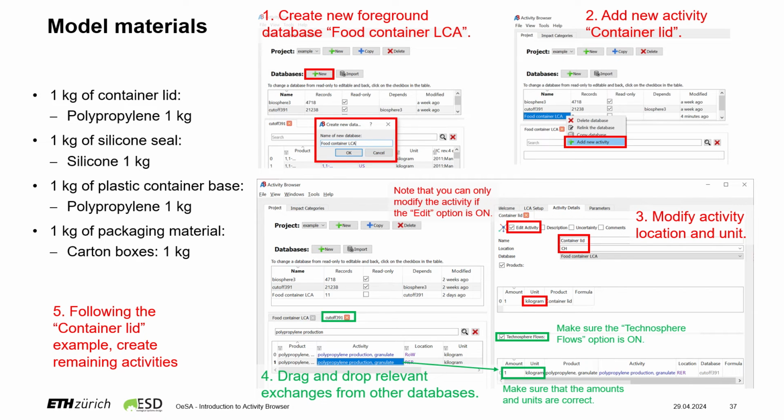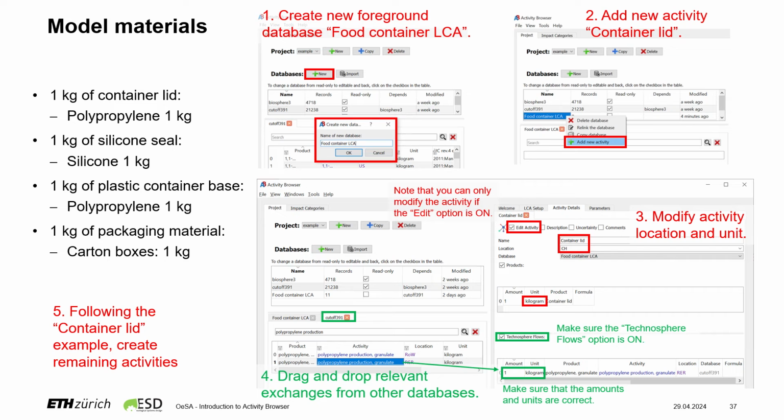You would need to create a new activity. So you create the activity container lid, for example, and then in this activity you would need to modify units and locations. The units we give here to you should be kilograms, and the location should be Switzerland. When you add Technosphere exchanges, make sure that the flows option is on. Then from Ecoinvent, you can search for a particular market, for example, and just drag and drop it into the Technosphere exchanges.